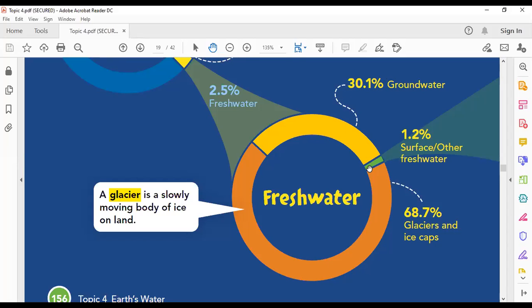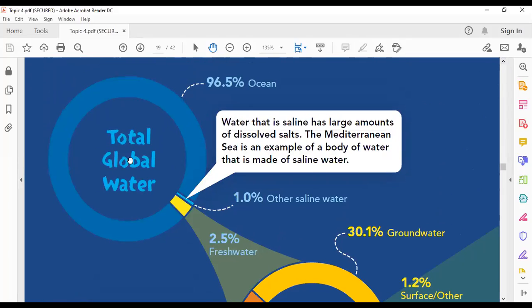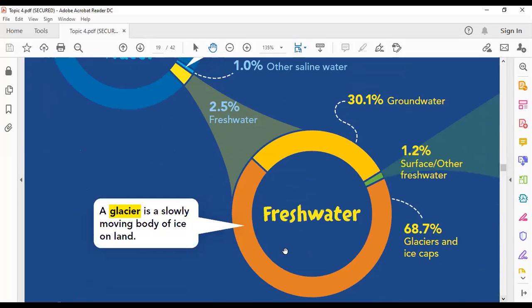Only 1.2% of Earth's fresh water is found on the surface and other fresh water. By surface, we mean springs, rivers, lakes, streams. So this graph shows the total global water, fresh and salty, and this graph shows the distribution of fresh water on Earth. The majority of fresh water on Earth is found in the glaciers and then under the ground, and only 1% is found on the surface.